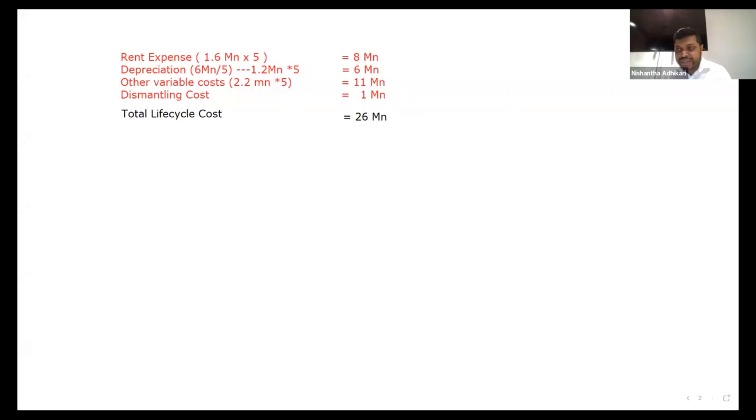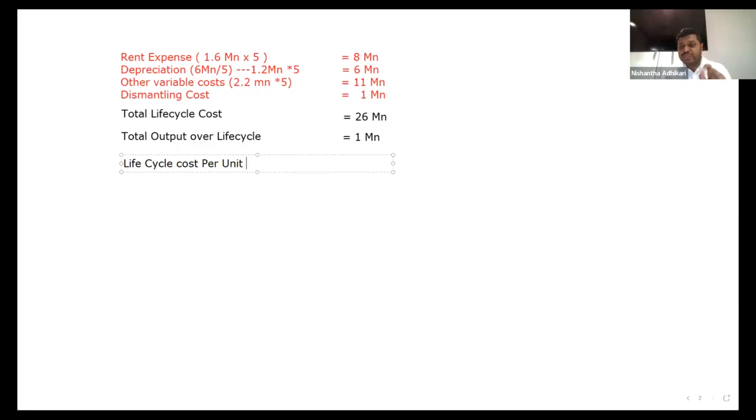Now, in the illustration itself, it said that the output will be 200,000 over 5 years. Total output over life cycle: 200,000 output per annum, 200,000 into 5 years, it will be 1 million. Now, if you calculate life cycle cost per unit, I am a little bit faster because within the given period of time, I have to complete.